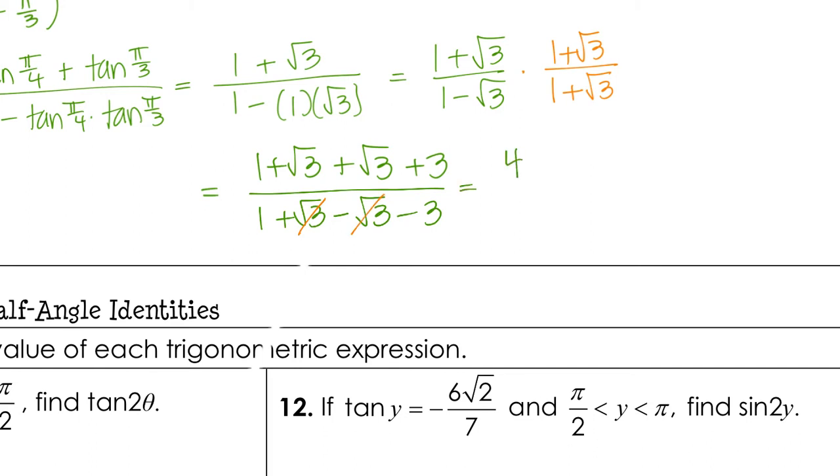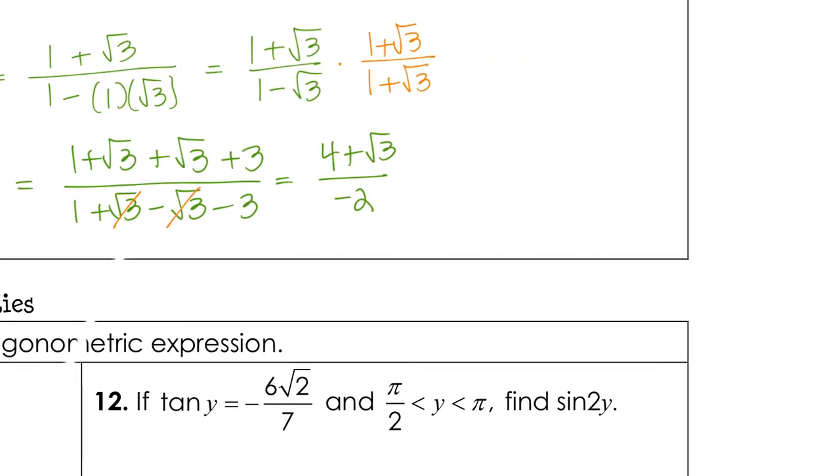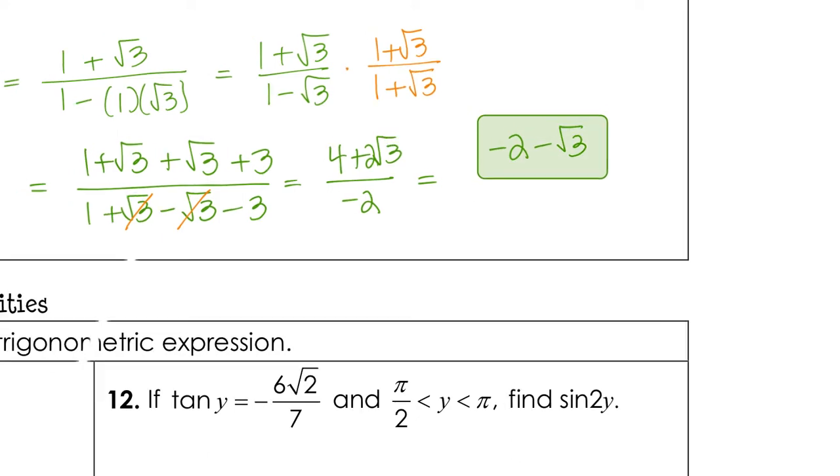So we get 4 plus square root of 3 over negative 2. And then to simplify, we have to divide by that negative 2. And that gives us negative 2. There should have been a 2 here. Negative 2 minus square root of 3. So normally you want the positive term to be first, but in this case, they're both negative. So there is no positive term. So that is our answer.